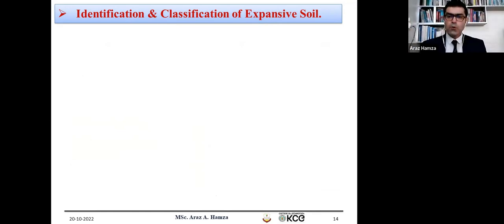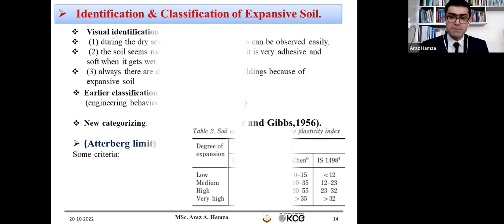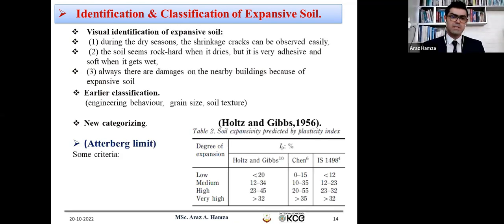Now, for you as a civil engineer, how do you identify expansive soil? Because in the future, maybe you will have different projects in different cities, in different countries. How can you decide about expansive soil? There are some methods that can be used to identify expansive soil. The first method is visual identification of expansive soil.